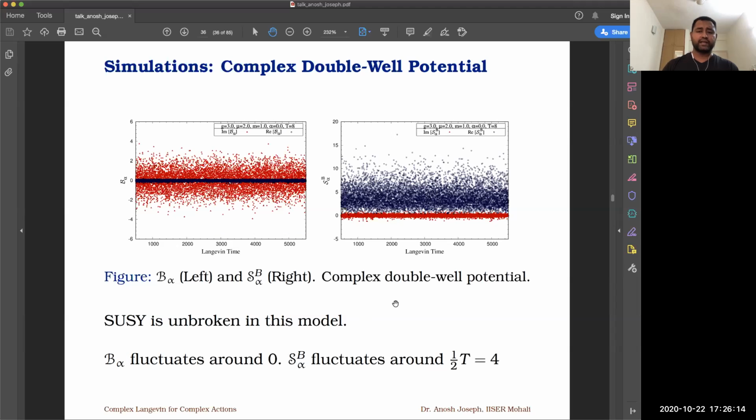Let's look at the complex double well potential. Here what we see is that B is fluctuating around 0, both the real and imaginary parts, indicating that SUSY is preserved in this model. Then the expectation value of the bosonic action fluctuates around 4 on a lattice with 8 sites, T equal to 8. So again it tells us that SUSY is preserved in this model.